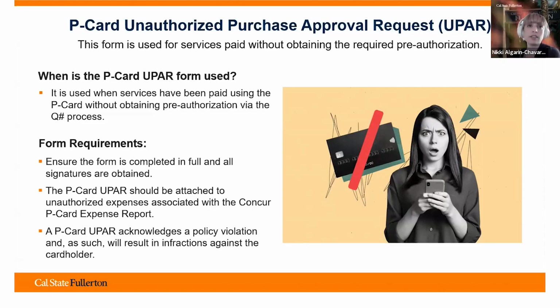Form requirements. Ensure the form is completed in full and all signatures are obtained. The P-card UPAR should be attached to the unauthorized expense associated with the Concur P-card expense report. A P-card UPAR acknowledges a policy violation, and as such, this document essentially results in an infraction against the cardholder.